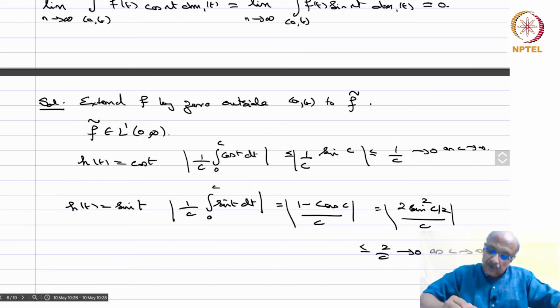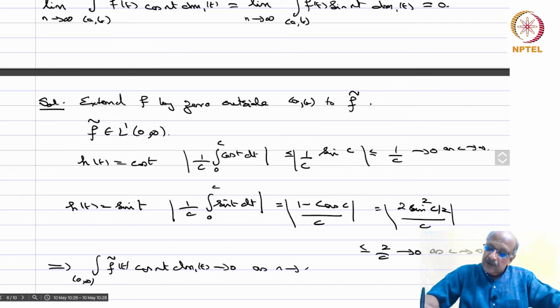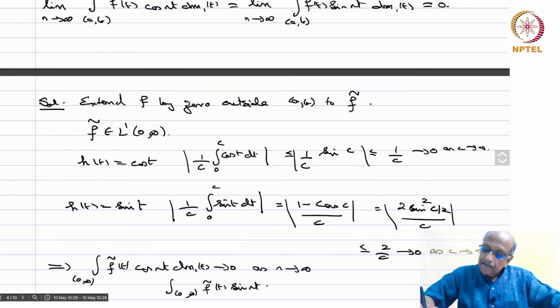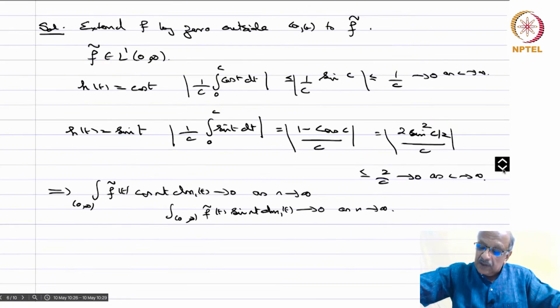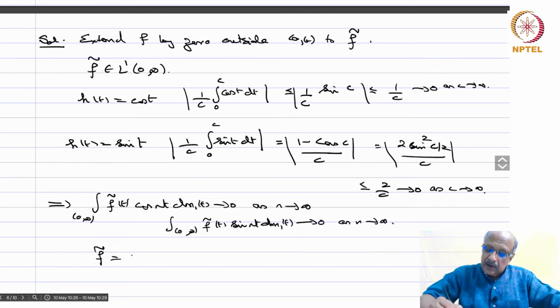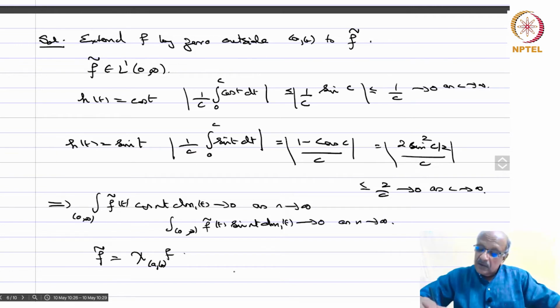Okay, so therefore this implies that the integral from 0 to infinity of f tilde(t) cos nt dm1(t) tends to 0 as n tends to infinity. We are taking ω equals n, and the integral from 0 to infinity of f tilde(t) sin nt dm1(t) also goes to 0 as n tends to infinity, which proves the thing, because f tilde is nothing but chi of (a, b) times f. Okay, so therefore the result follows.